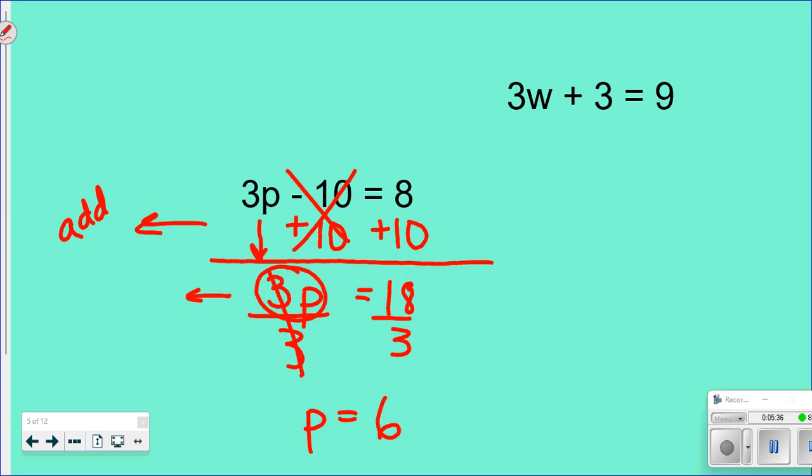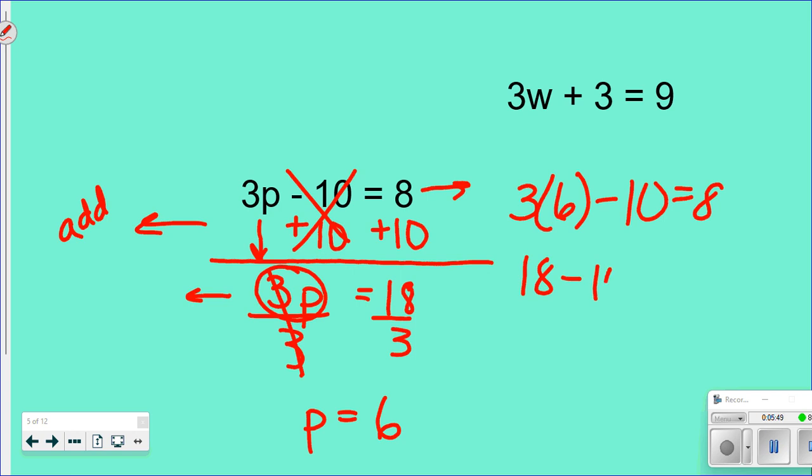Now if I want to know if I'm correct, I'm going to go back to my original. 3 times 6, because if p is 6, I'm going to substitute it in. Minus 10, does that equal 8? Well, let's see. This would be 18 minus 10. That equals 8, so it checks out. So one step at a time. All right, so let's do the next one.